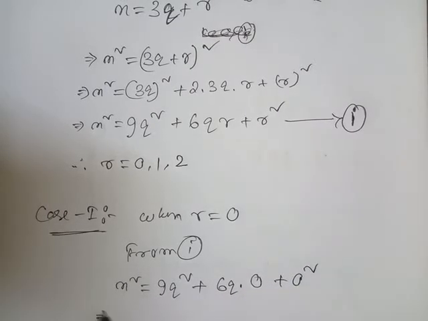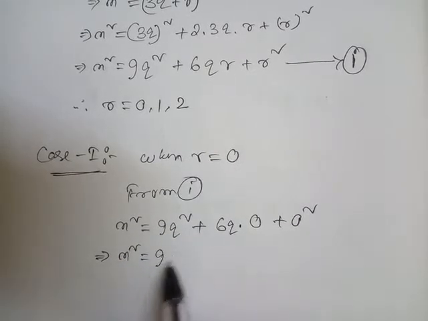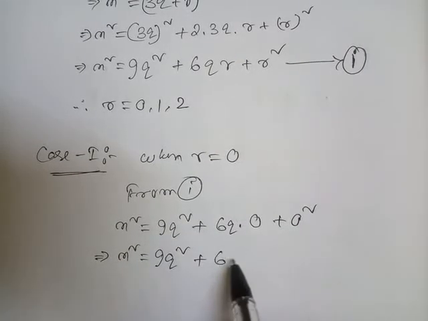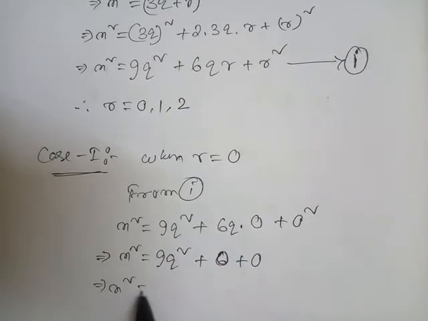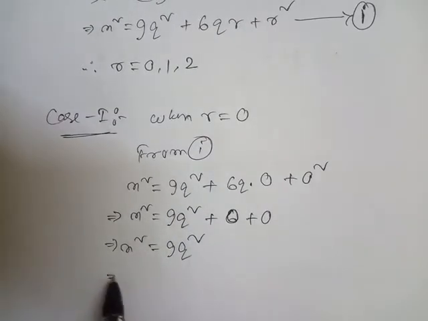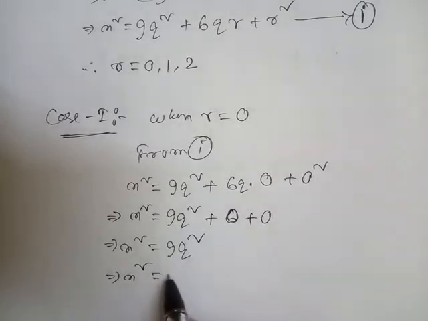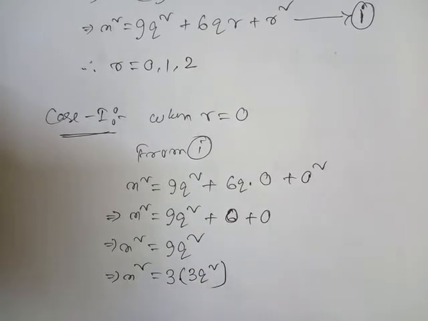So next step would be n square, then 9q square, then 0 plus 0, which means n square equal to 9q square. Now 9q square can be written as 3 into 3q square.